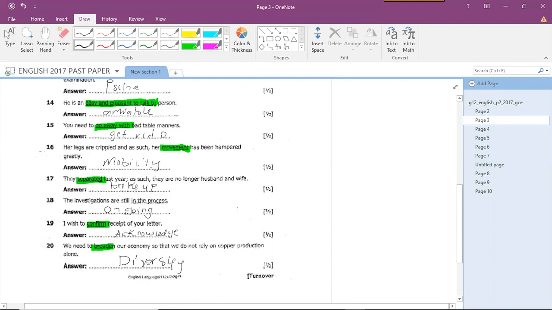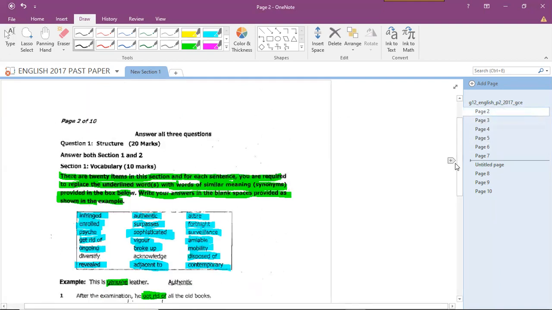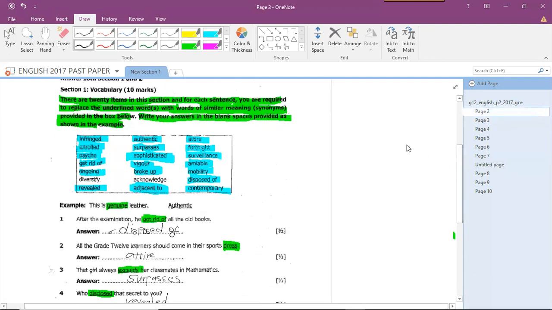So this is how you get all your 10 marks in the vocabulary section of paper 2 English paper. You start with the words that you know, you sort of start to highlight, so acknowledge and diversify. So as you highlight, you can sort of deductively reason using logic the correct answer, even if you do not know.